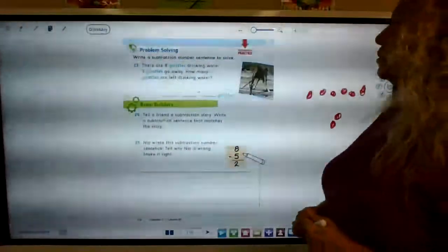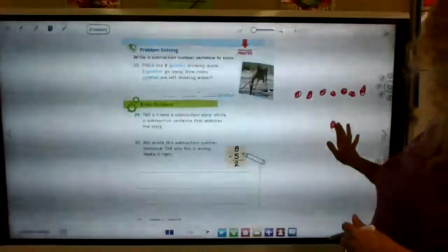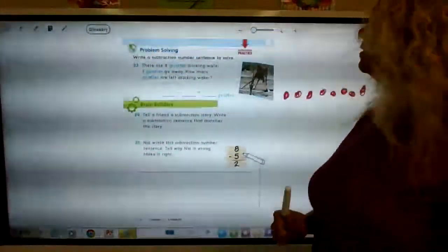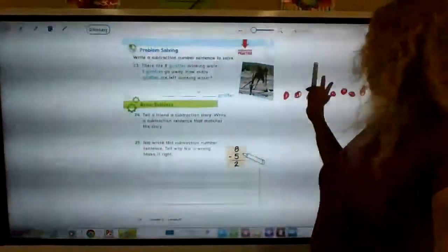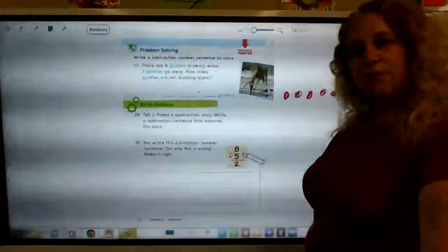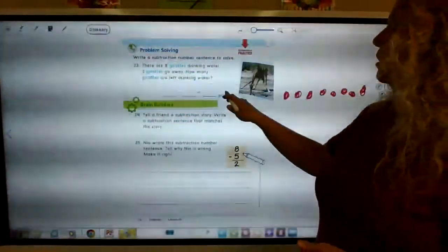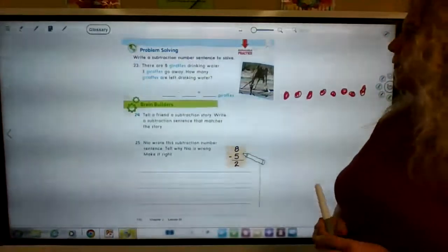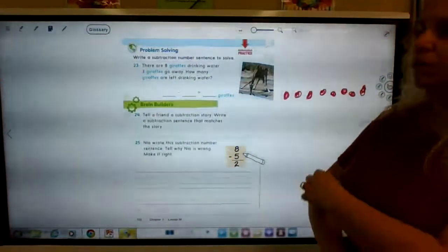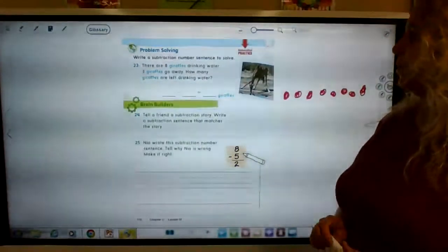There are 8 giraffes drinking water. Well, we have 8 counters, so that's easy for us. 3 giraffes go away. Take 3 away. How many giraffes are left drinking water? Write a subtraction number sentence to show the answer. 8 giraffes are drinking water. 3 giraffes go away. How many giraffes are left drinking water?